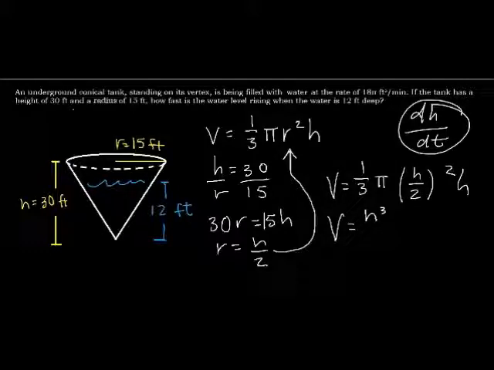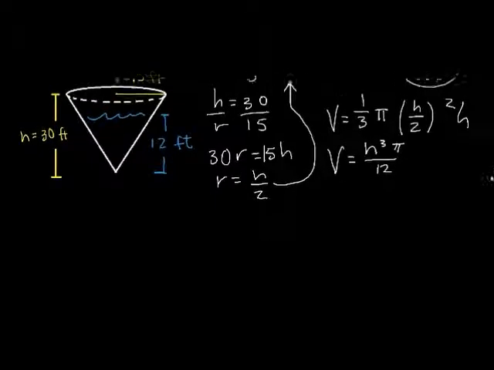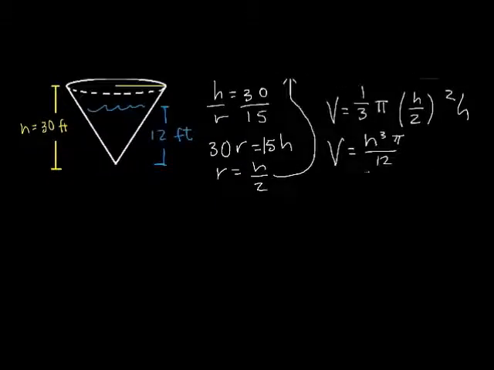over 2 squared is 4 times 3 is 12, times pi. So that's our simplified version. So now we just want to find the derivative of this.